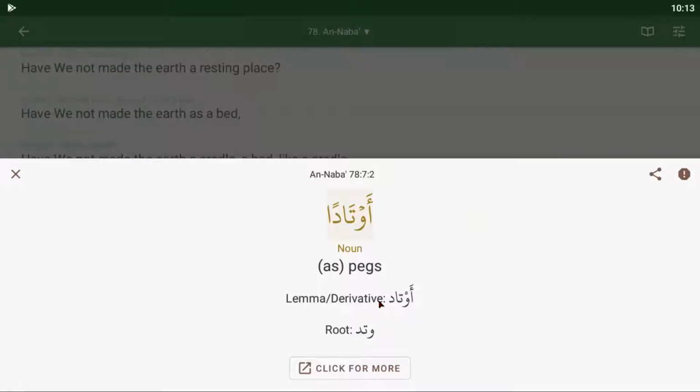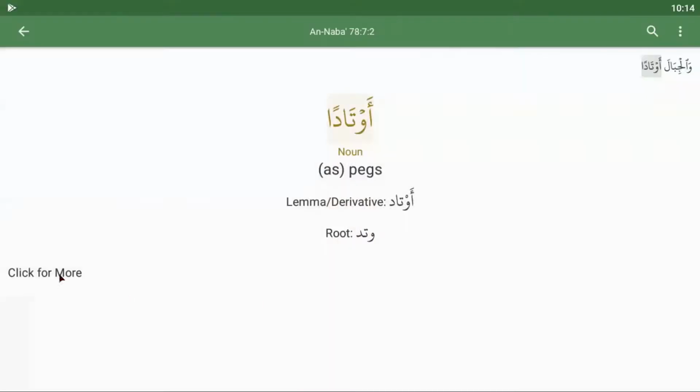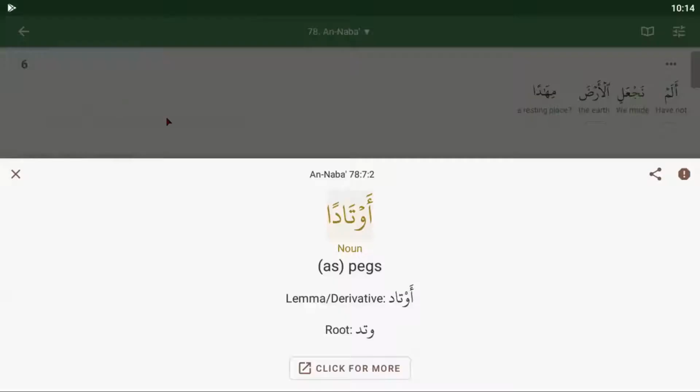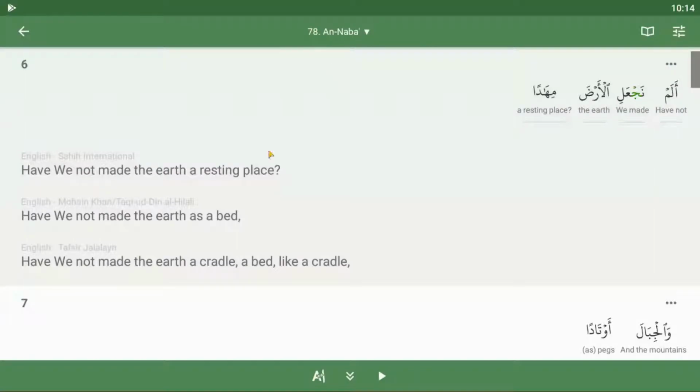And this is one of the miracles, as many people say, that because He talked about pegs, the mountains prevent earthquakes. And it comes three times in the Quran. They translate it as stakes also, the pegs and stakes. Watad, stakes. So let's see what He talks about.